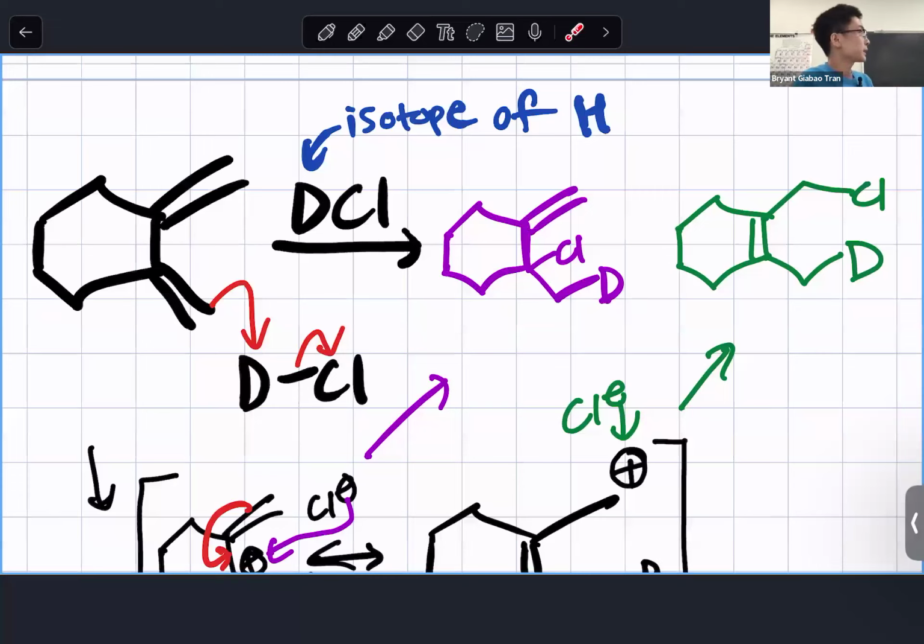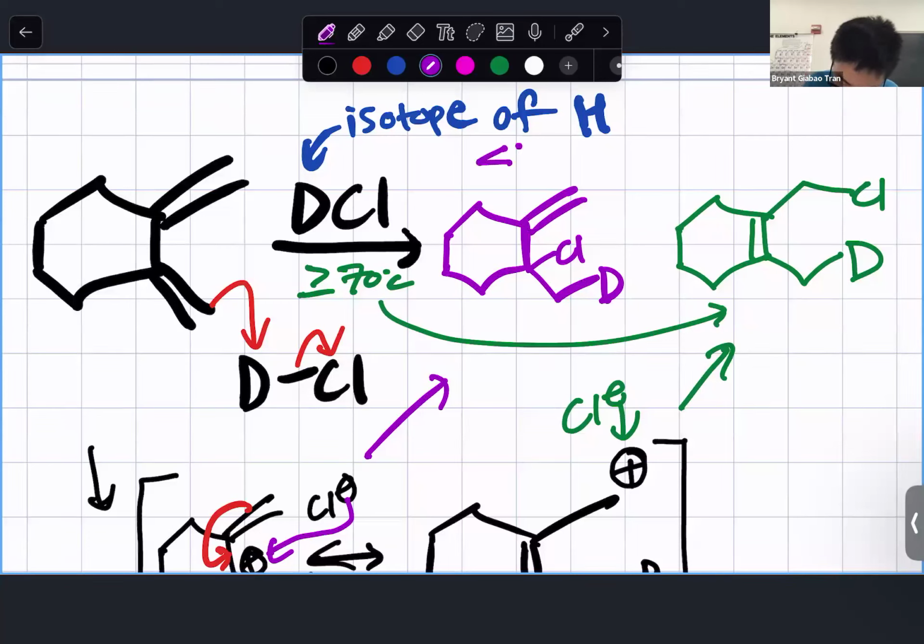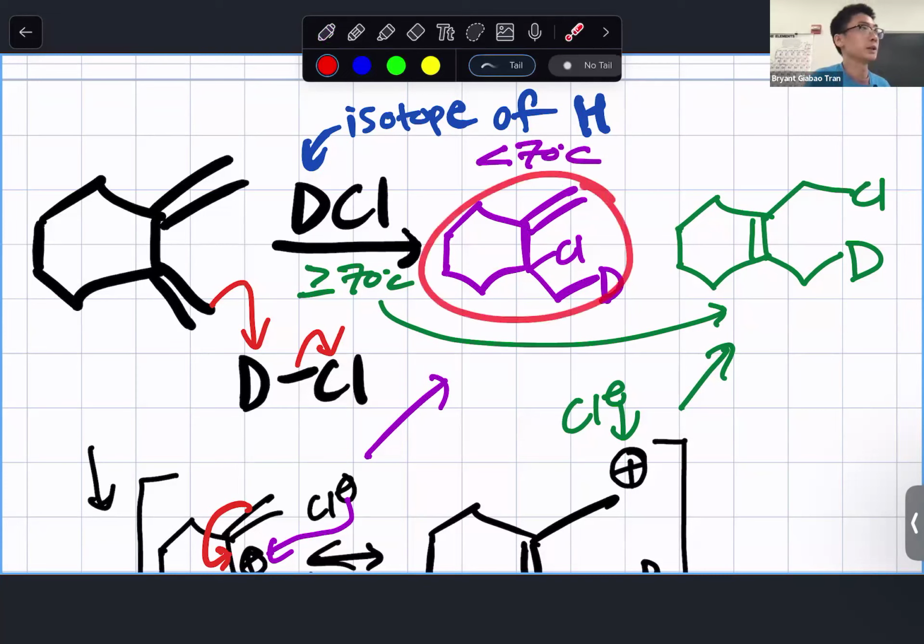Yes, a thermodynamic product. Oh, it depends on your temperature. Like on your arrow, you have some kind of temperature. Did Pascal say what temperature favors thermodynamic? Oh, 70, about 70, at least 70. Okay. I see. Okay. So at least 70 degrees Celsius will give you the thermodynamic product. If you are below 70 degrees Celsius, this will be your major product.